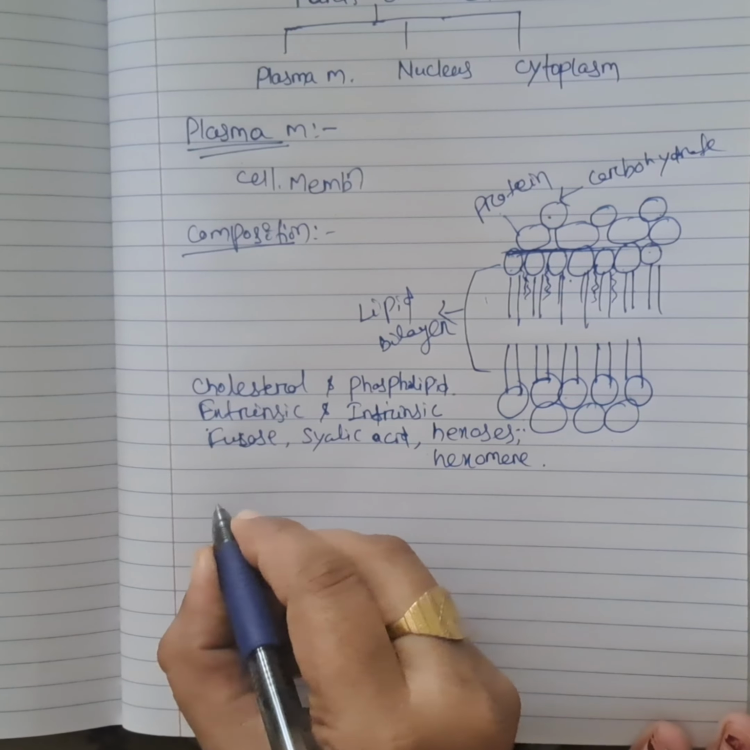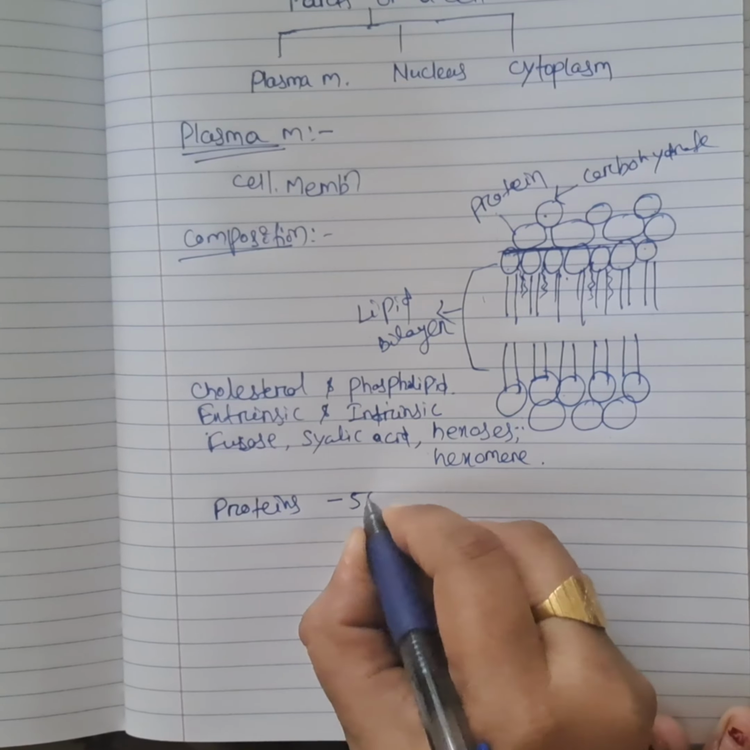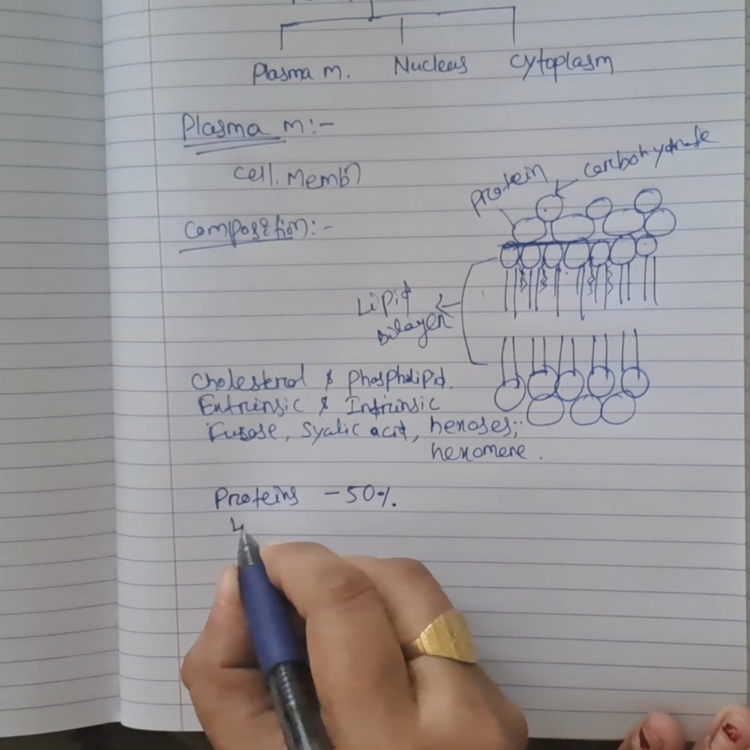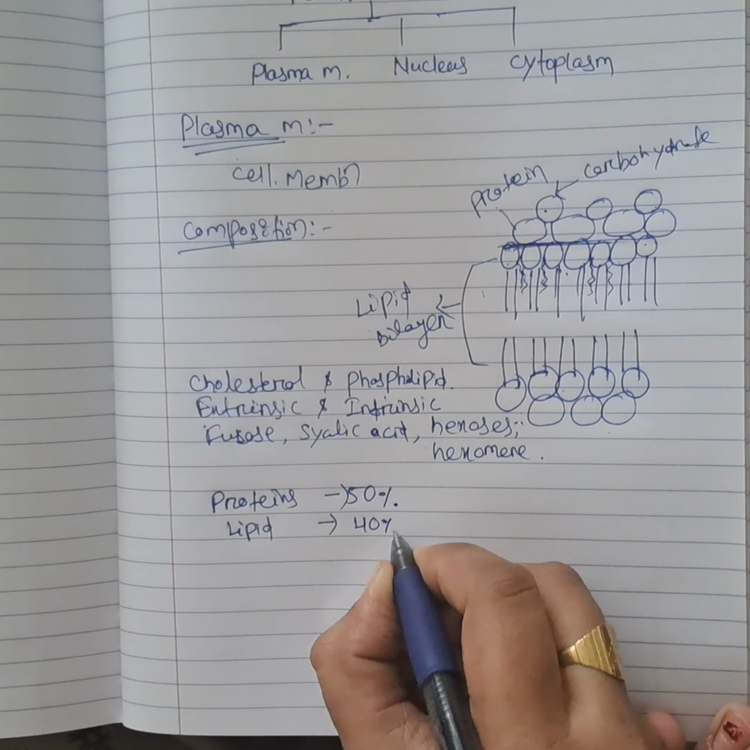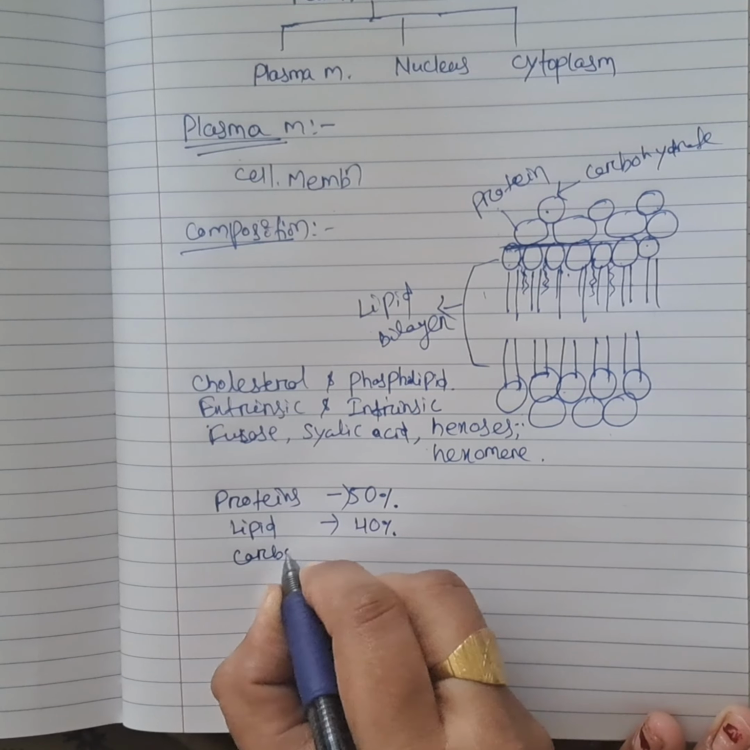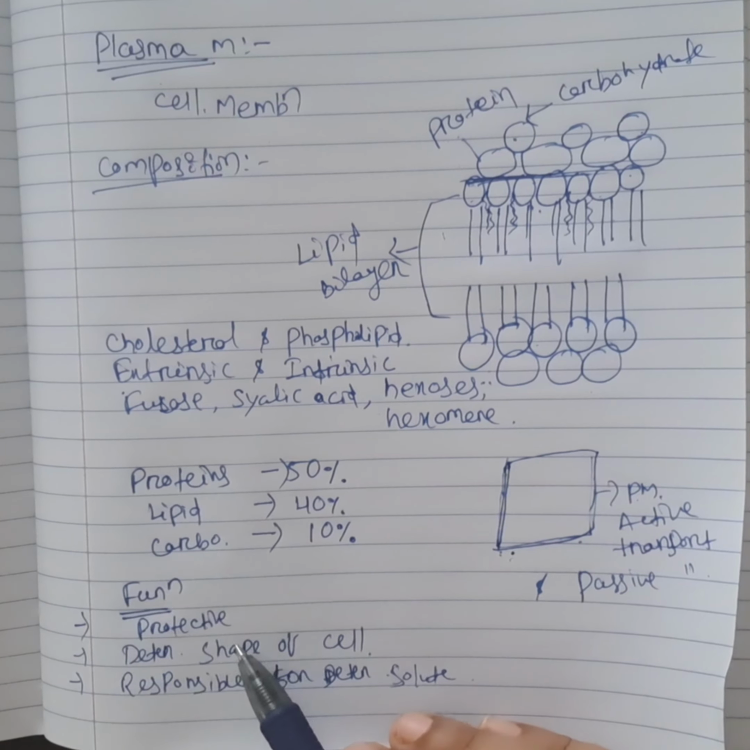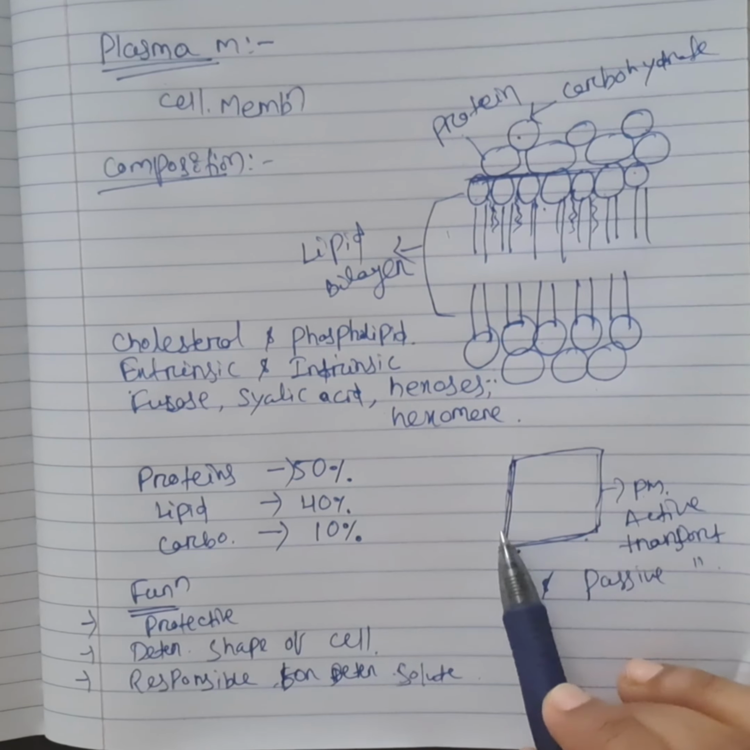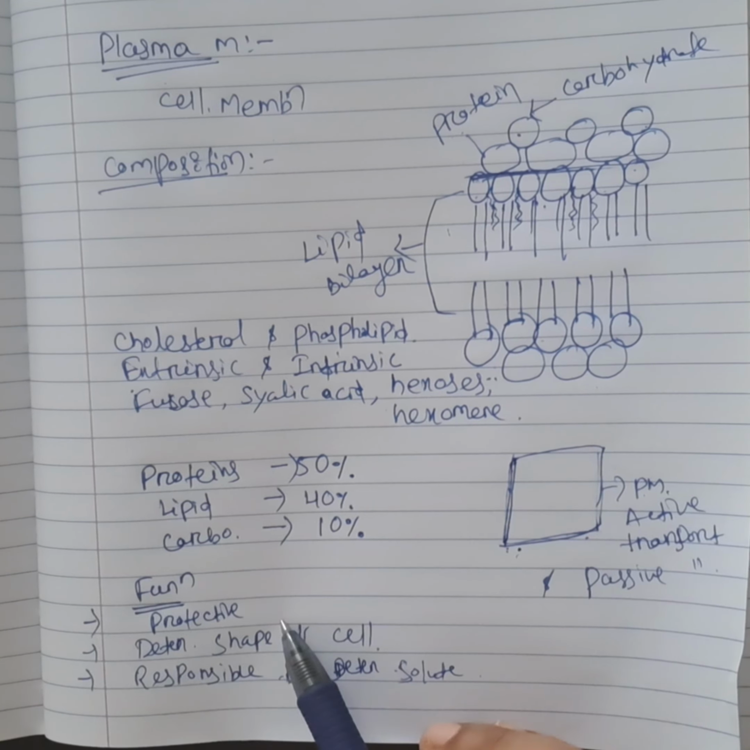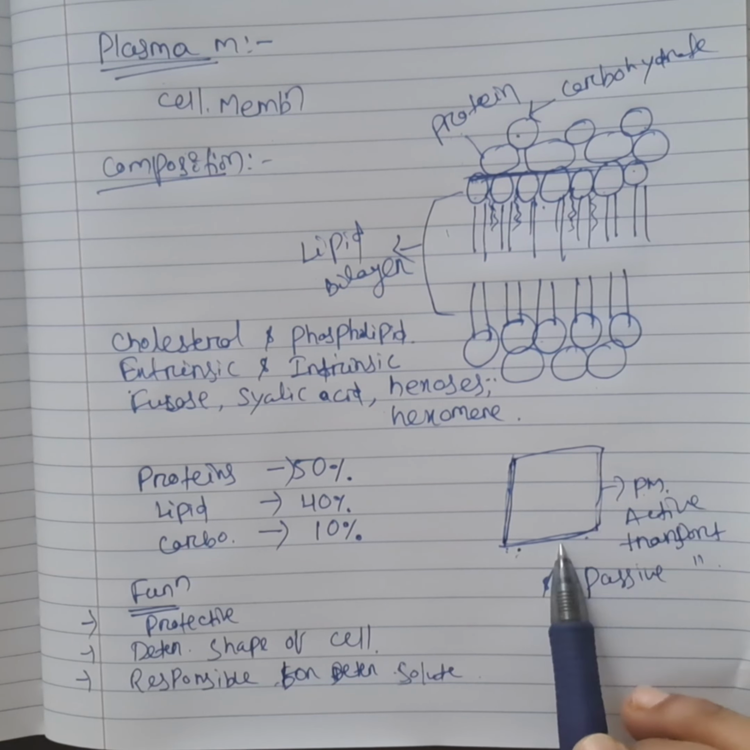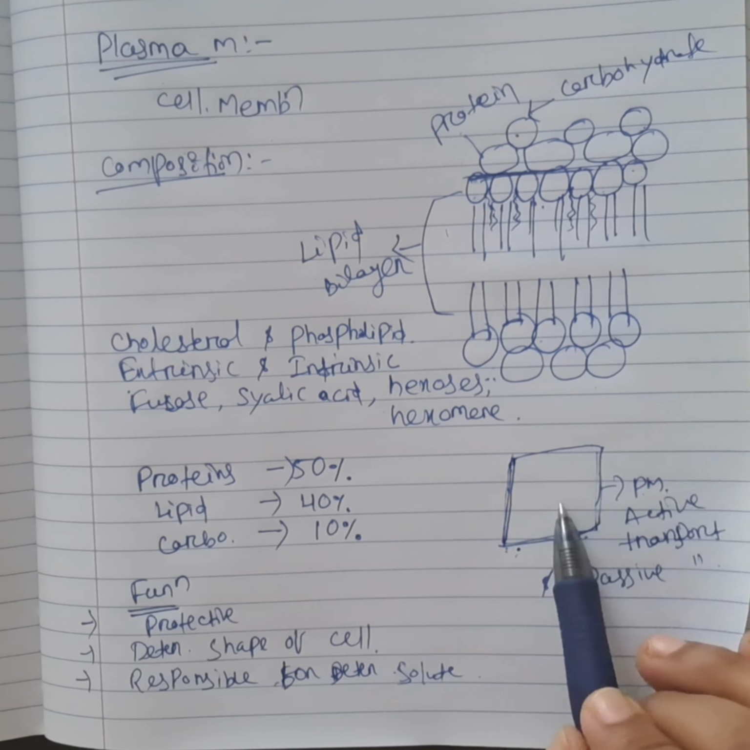In human cell, protein accounts for about 50% of the plasma membrane. Lipid accounts for 40% of the plasma membrane, and the remaining 10% is carbohydrates. Let's talk about the functions of the plasma membrane. As the plasma membrane is the outer covering of the cell, it is protective in nature and it also determines the shape of the cell, and it is also responsible for the determination of solutes which can enter and exit the cell.